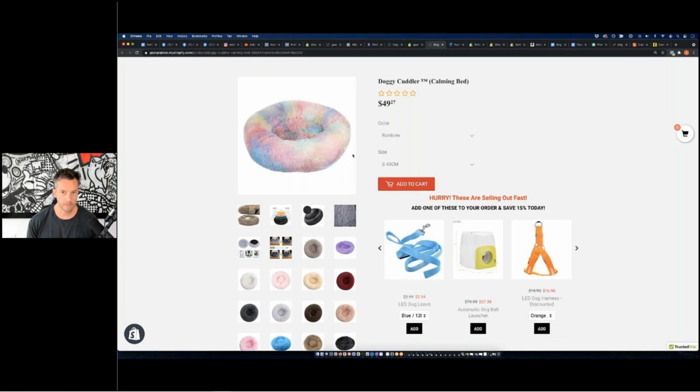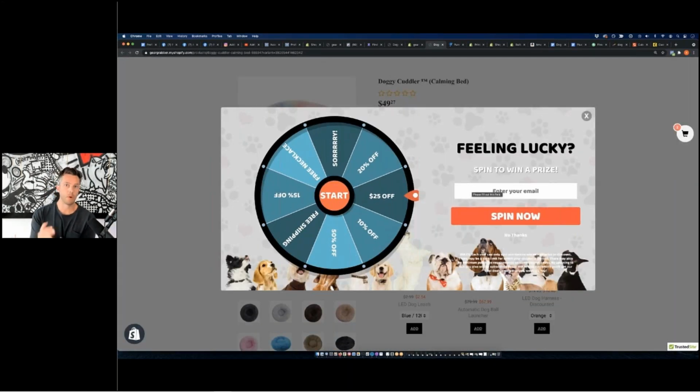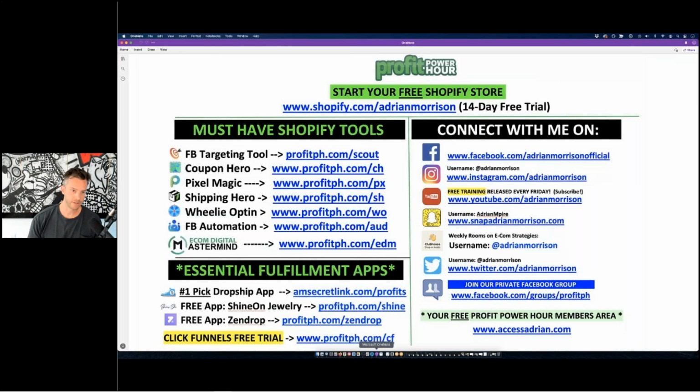And as traffic comes into your website here, you can use tools like Wheelie Opt-in, where if they try to leave your website, they give you their email address, which goes on your email list. You see how when I tried to leave the website, this automated wheel came up? Well, this is an app called Wheelie Opt-in. The link to it is profitph.com/WO, and you can get access to that app.